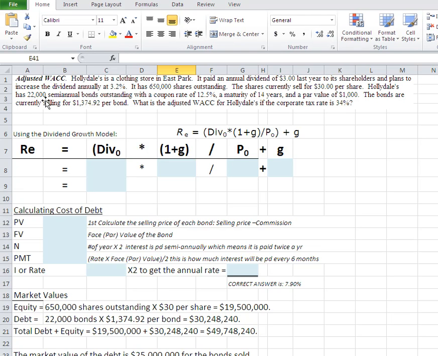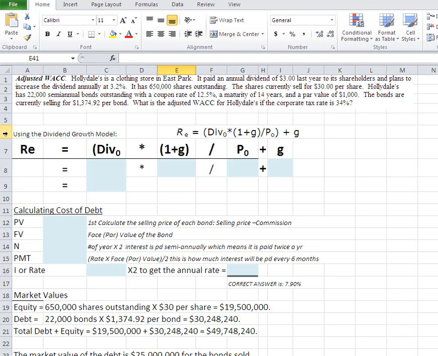Hollydale's has 22,000 semi-annual bonds outstanding with a coupon rate of 12.5%, a maturity of 14 years, and a par value of $1,000. The bonds are currently selling for $1,374.92 per bond. What is the weighted average cost of capital for Hollydale's if the corporate tax rate is 34%?